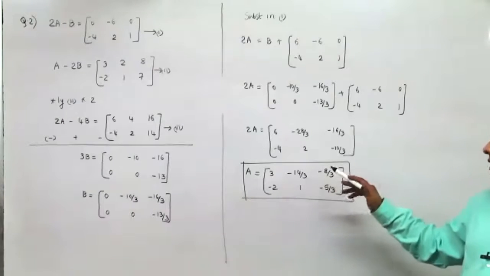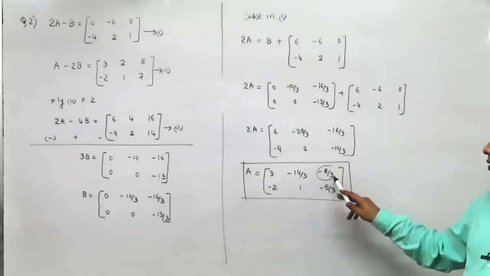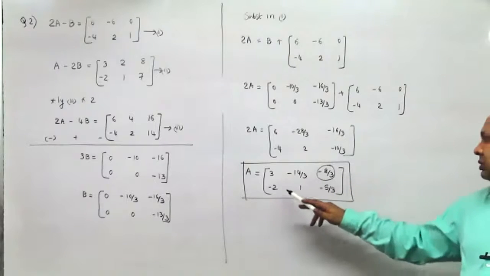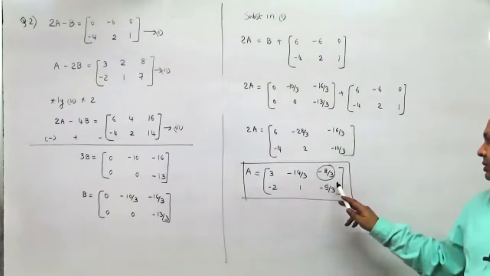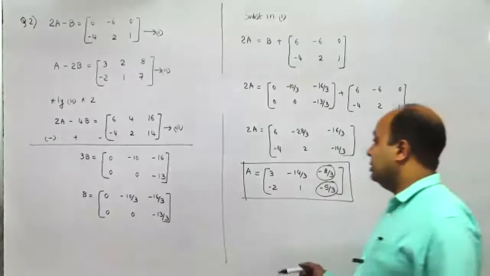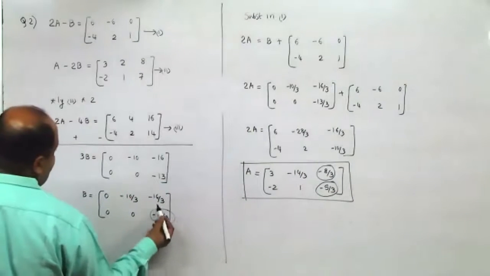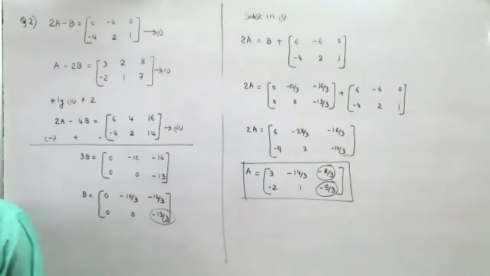Minus 3. 3 minus 14 by 3? Then minus 8, minus 2, 1. 1 and 3. So for this B, it is wrong. Instead of minus 13 upon 3, it's just given as 5. And what about this? That all are correct.